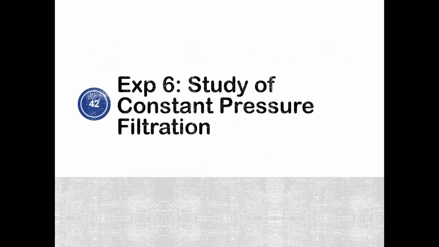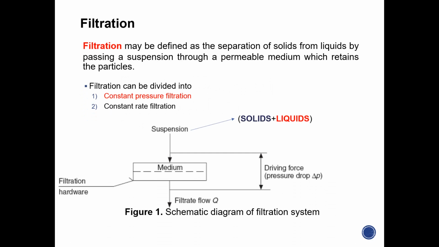So we are going to study constant pressure filtration. Filtration, let's figure out what that means in the first place. Whenever you have some solids and liquids together and you want to separate them in a very simple way using a medium. A medium can be a filter paper, it can be a cloth. Once you pass your solid-liquid mixture or suspension through this medium, most of the solids will get stuck on this side of the medium because it's porous, and whatever is supposed to flow through will flow through.